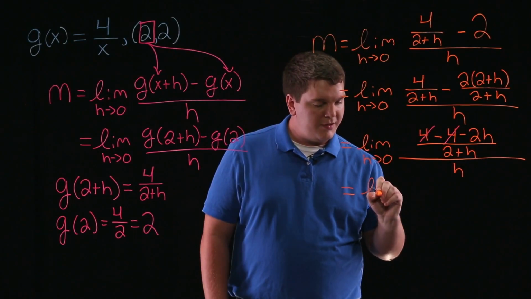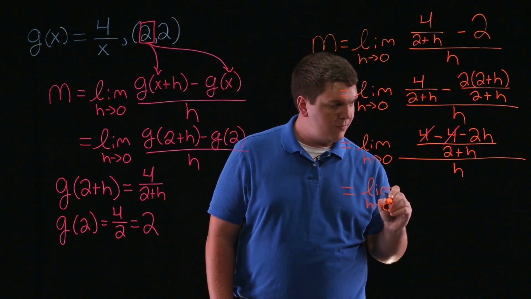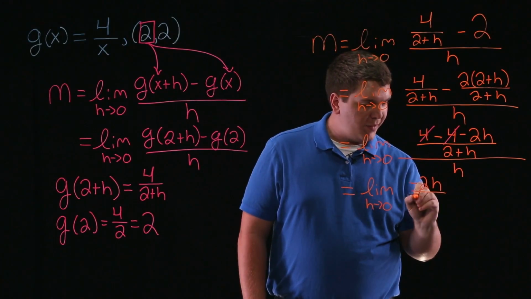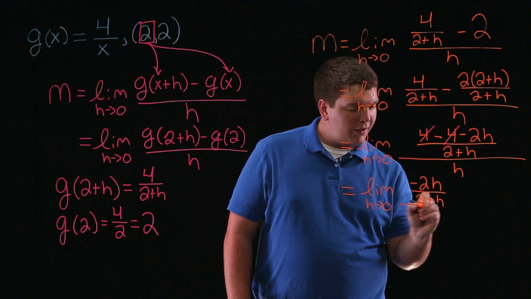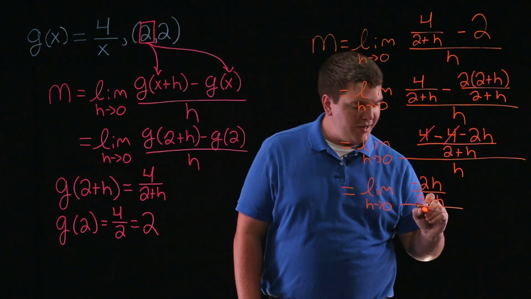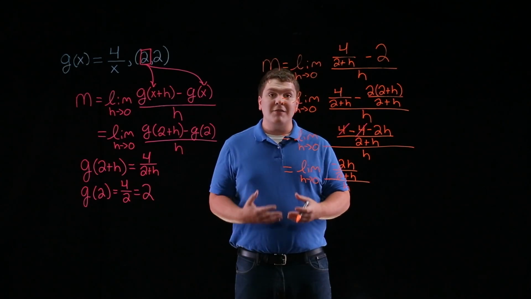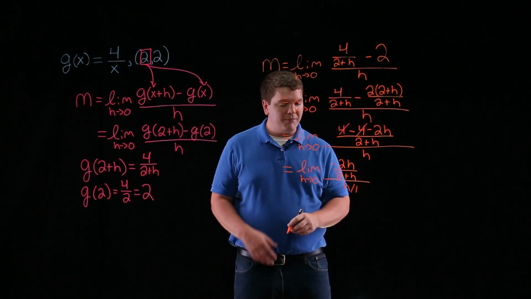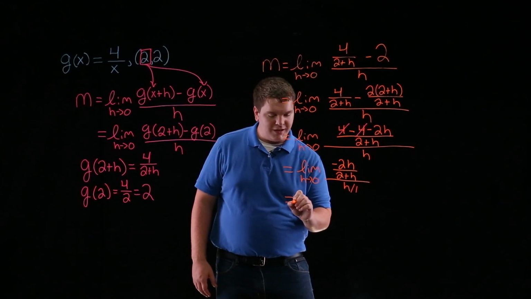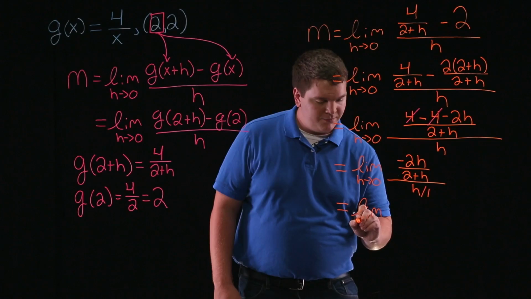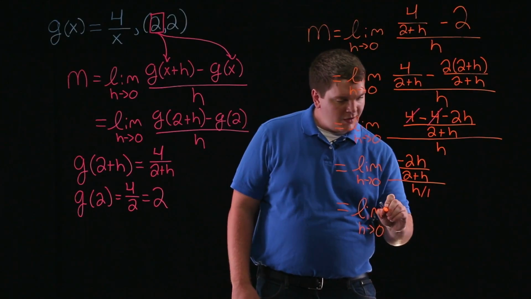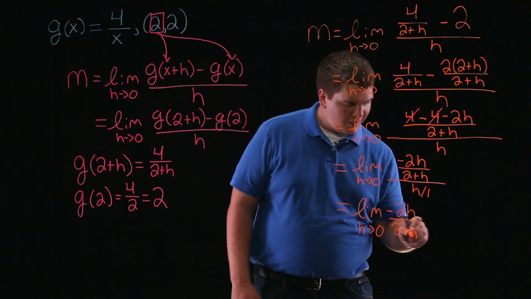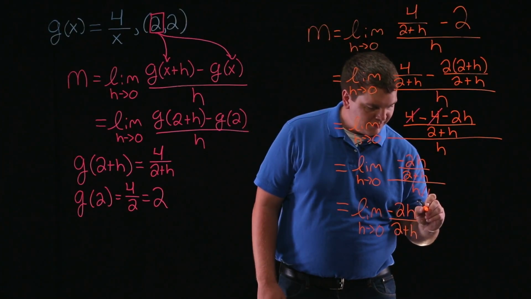So what we're left with is the limit as h approaches 0. We have a negative 2h divided by 2 plus h. And just as before, this whole thing is divided by h. Now to simplify, we can think about the h in the denominator as an h divided by 1, so that when we simplify, we can write this as being equal to the limit as h approaches 0 of negative 2h divided by 2 plus h times 1 divided by h.